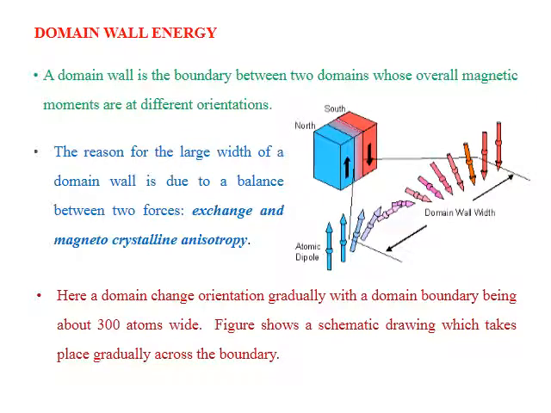Next is the domain wall energy. A domain wall is a boundary between two domains whose overall magnetic moments are at different orientations. The large width of the domain wall is due to the balance between two forces, the exchange energy and the magnetocrystalline anisotropic energy. Here the domain changes orientation gradually, with the domain boundary being about 300 atoms wide. The figure shows a schematic drawing of the orientation change which takes place gradually across the boundary.